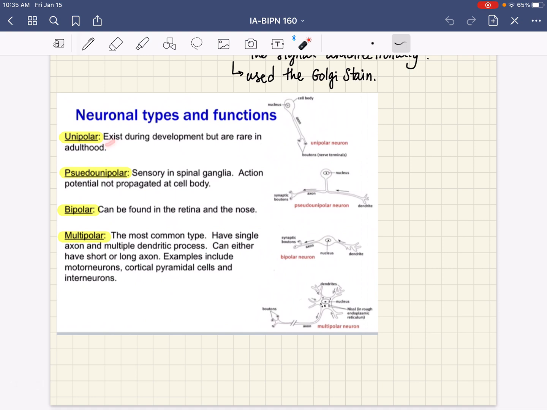Then we jump into different types of neurons. We have unipolar neurons, which generally exist in development only and are very rare in adulthood. Unipolar neurons have a soma and only one projection, one axon coming from the soma, and because it is one projection, this is called unipolar. Pseudo-unipolar are neurons that are in the sensory nerves, and you will learn more about this in the coming lectures. Why is this called pseudo-unipolar? Because from the soma, we again have only one projection. However, this one projection splits into two, so this is kind of a pseudo, right? Fake unipolar.